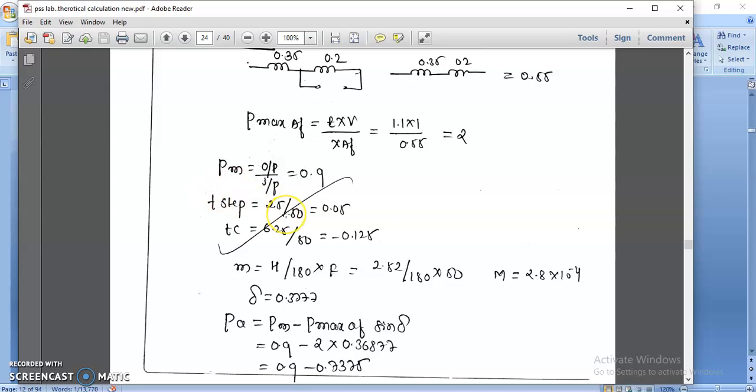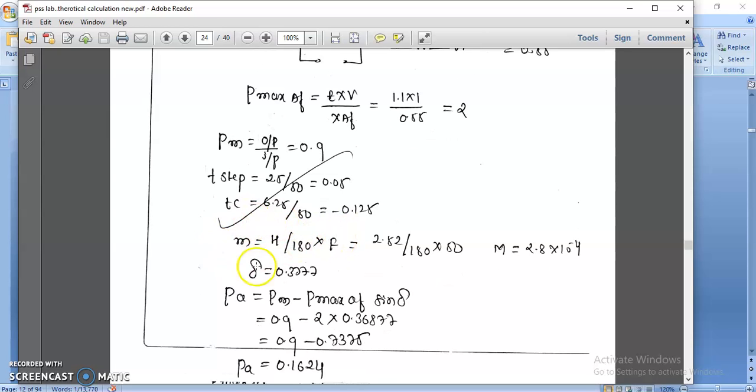And T step, actually they have given here 2 cycles, one is 2.5 and the other 6.25 cycles. So T step will be 2.5 divided by 50, it will be 0.05. And TC, the other cycle, 6.25 divided by 50, is 0.125. Critical clearing time you have to take. And this M value is nothing but H by 180 into F. H is 2.52, they have given in the problem itself, 180 into frequency F.